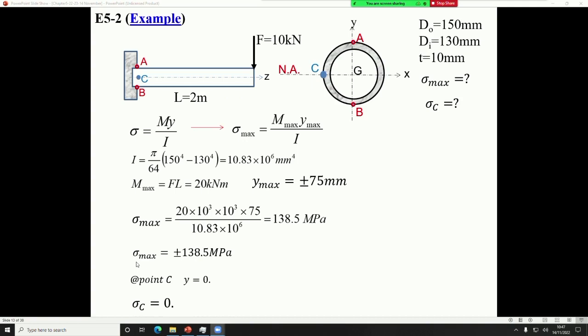So when we say plus minus, the negative is, I ask you a question now. If I say it is minus 138.5 megapascals, am I referring to the bottom layer or top layer? Bottom layer, well done. So if I say minus 138.5, then I'm referring to the bottom part of it. Any other questions?